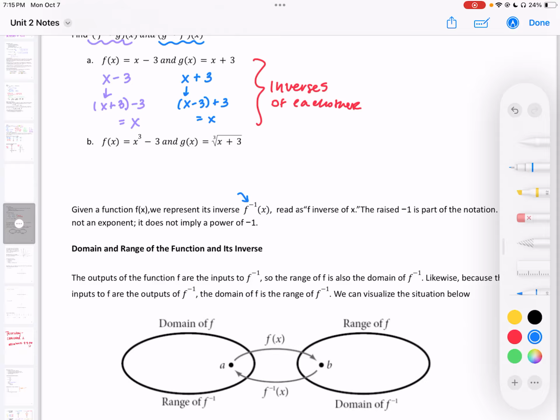It's f inverse of x. That's how we read that. It is not a negative exponent. It does not imply a power of -1. That's really, really important. It is simply the notation.